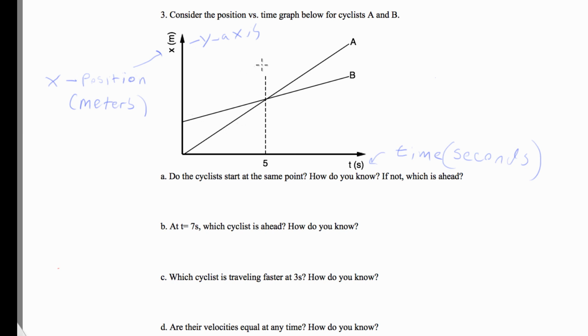And we've got two, it says consider the position versus time graphs below for cyclists A and B. It may help to color code this. So I'm going to use my ruler feature here. I put one dot here, one dot here, and I'm going to trace this one blue, and then I'm going to trace the other one red. And I encourage you to do this. There's just a limitation of black and white printing.